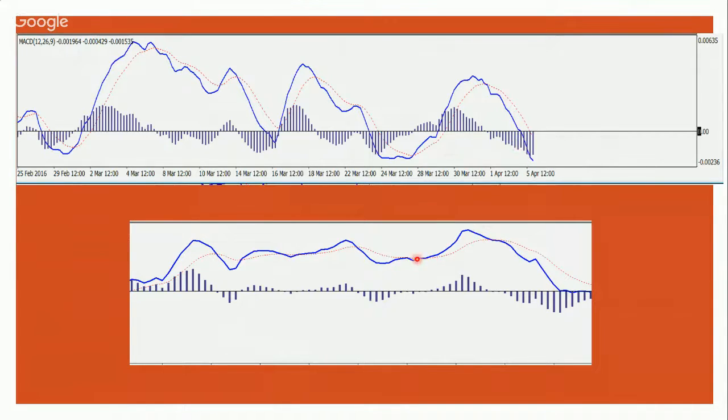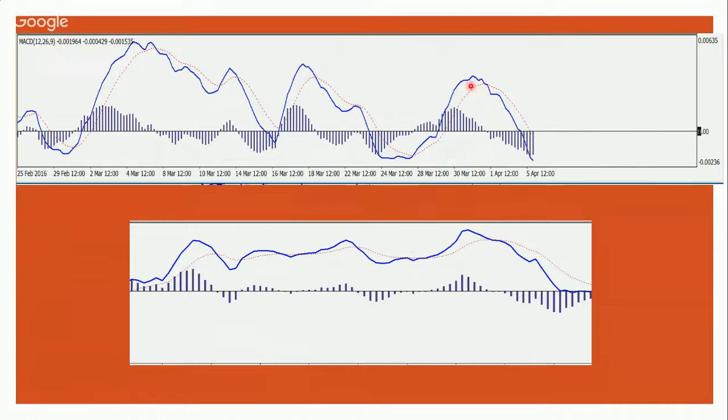Whereas at this point in time, the MACD line and the signal line are right on top of each other. And what that means is the signal line says, hey, what you were doing a little while ago is exactly the same thing that you're doing right now. No change, no momentum, nothing happening. And so that's a really important distinction.